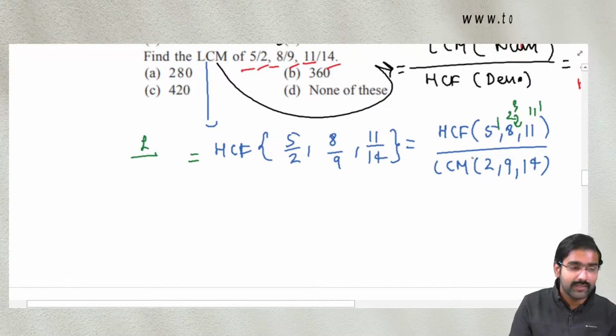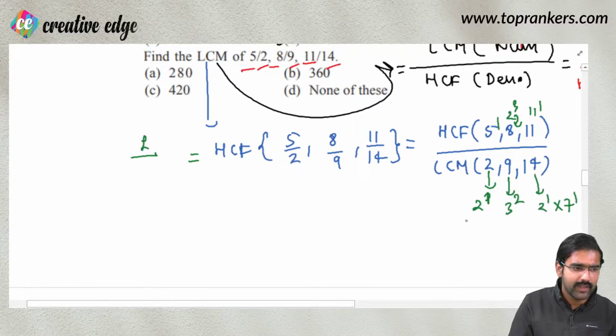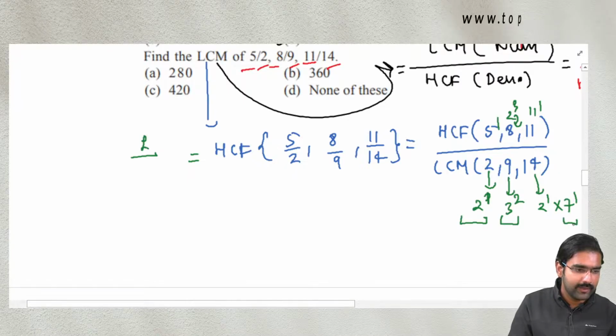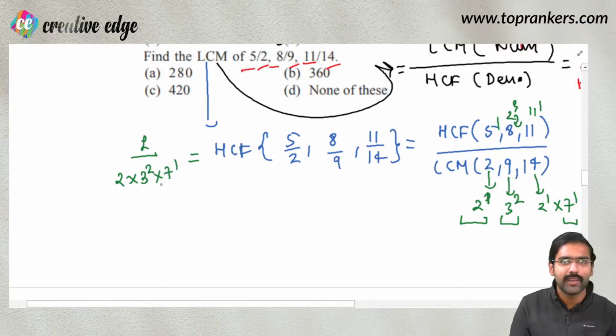Apart from that, when you're considering LCM, in the highest power, so 2 to the power 1, 9 is 3 square and 14 is 2 to the power 1 into 7. So when you consider this, you take 2 to the power 1, because that is the highest power. Then you take 3 square and you take 7 to the power 1. So when you multiply them, you can get the answer. It should be 2 to the power 1 into 3 square and 7. I hope you can take the product and get the answer.